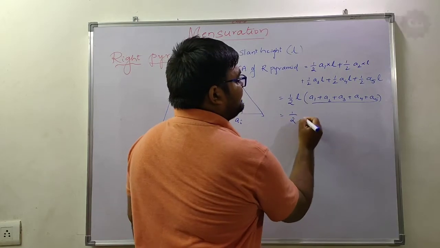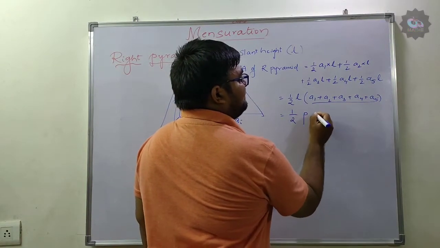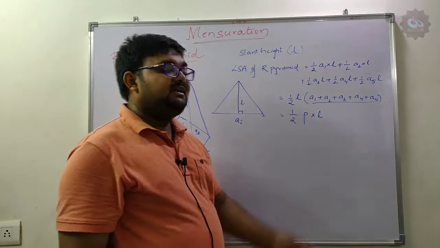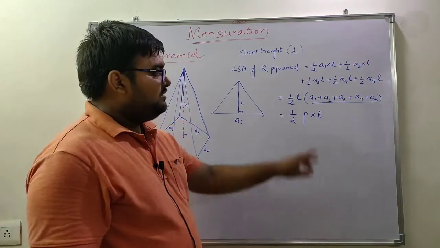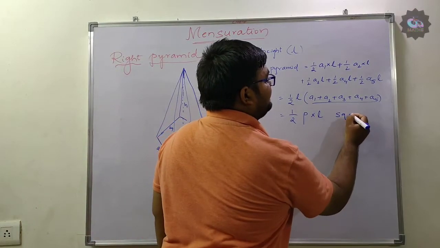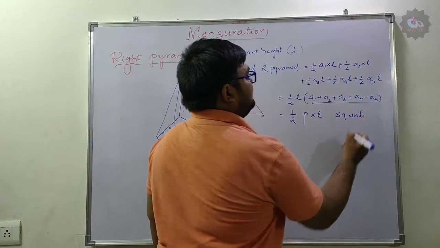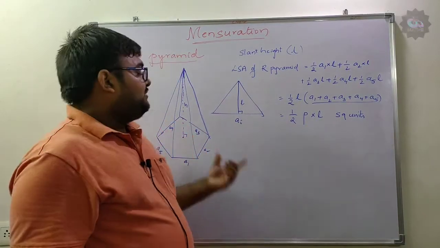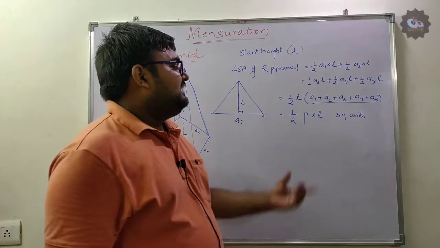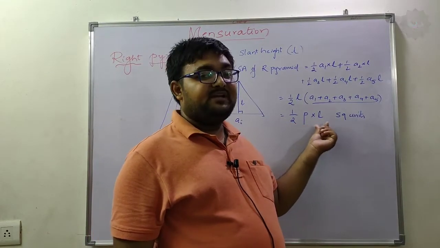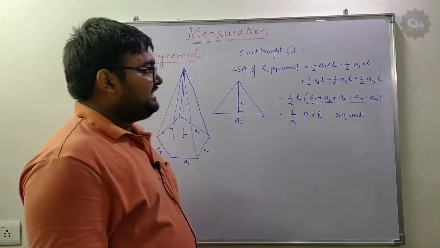So from this, what can I say? The formula is half into P into L, where P is the perimeter of the base. Now the units are square units. So the lateral surface area of a right pyramid is given by half into the perimeter of the base into the slant height.